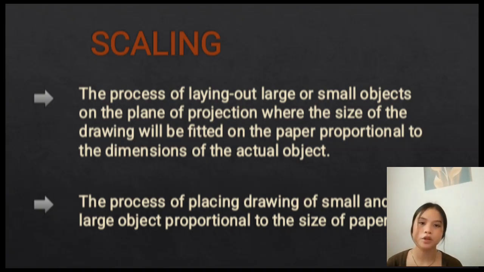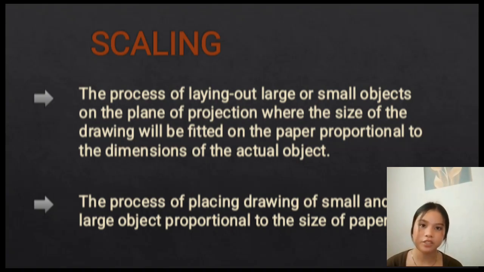Simply put, it is a process of creating a drawing of an object, whether large or small, so that it fits on the paper in proportion to the actual size. Let's say, for example, imagine you want to draw a house on a piece of paper. The house is much larger than the paper, so you cannot draw it in its actual size. But by using scaling, you can shrink the house proportionally so it fits nicely on the paper while keeping all parts accurate. Scaling can also work in the opposite way.